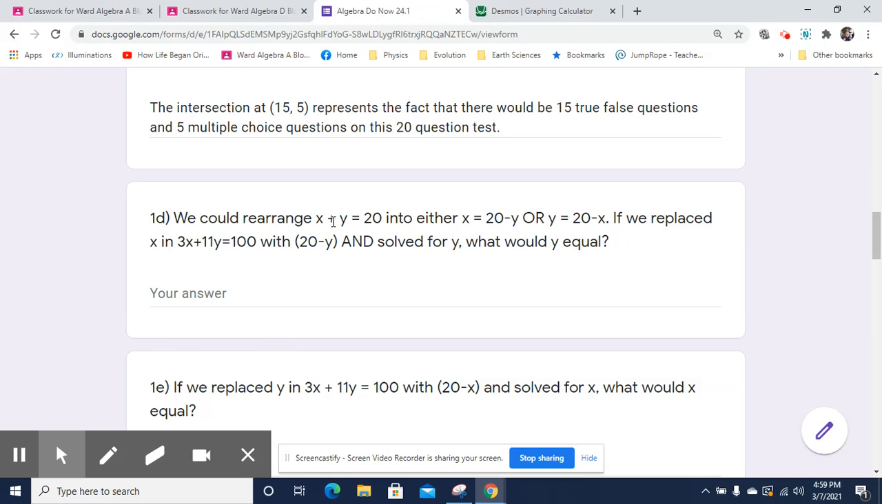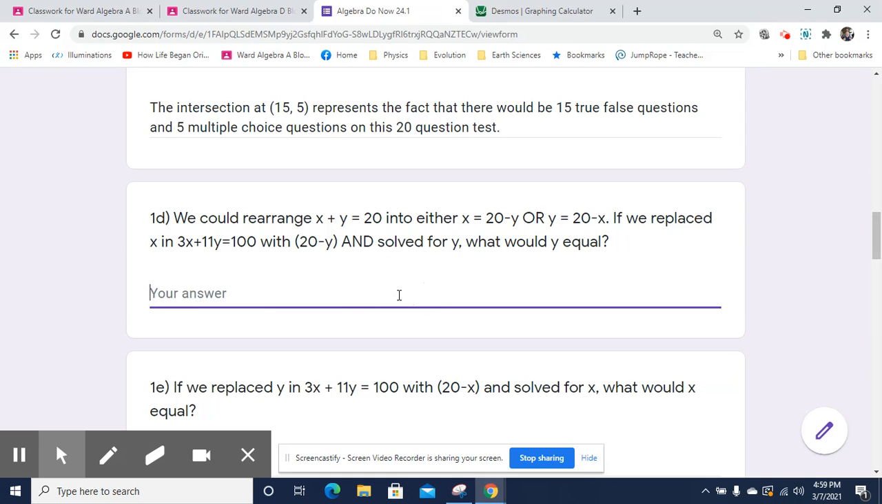We could rearrange it. So I could take the x plus y and I could subtract y from both sides, and I'd end up with x equals 20 minus y. And I could also subtract x from both sides and I get y equals 20 minus x. So let's see what happens if we replace the x in this equation with this expression for x. So x is going to equal 20 minus y. That's just a rearrangement of the other equation. If we replaced x with 20 minus y and solve for y, what would y equal?